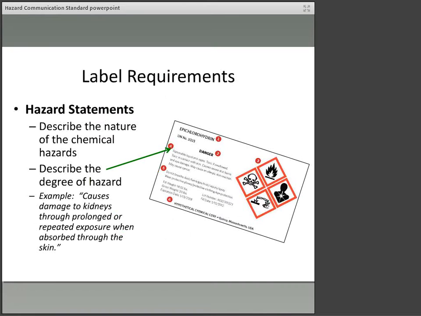A hazard statement describes the nature of a chemical and, where appropriate, the degree of hazard. For example, causes damage to kidneys through prolonged or repeated exposure when absorbed through the skin.